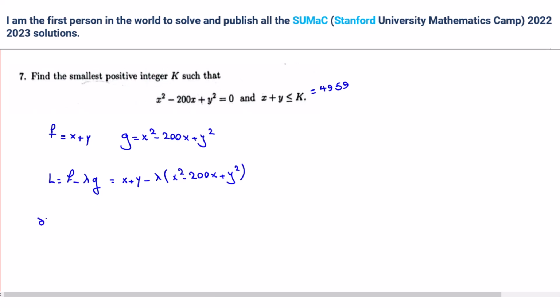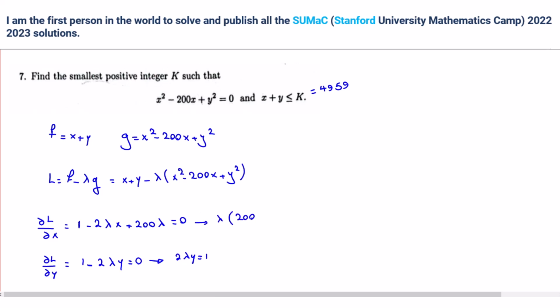Then we can take the derivative with respect to x. It would be 1 minus 2 lambda x plus 200 lambda is 0. If we take the derivative with respect to y, it would be 1 minus 2 lambda y. So here we can conclude 2 lambda y is 1. And here, lambda times (2x minus 200) is 1, right?